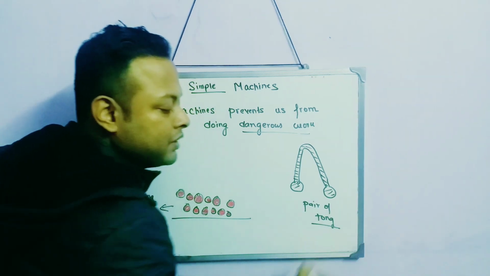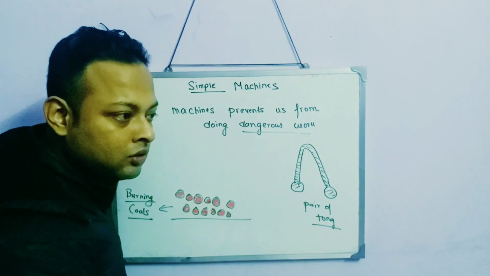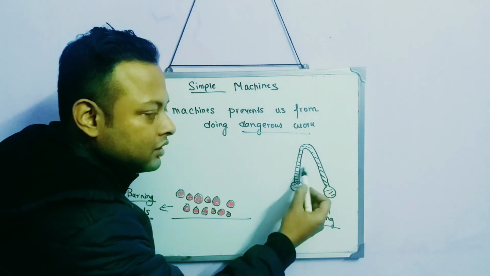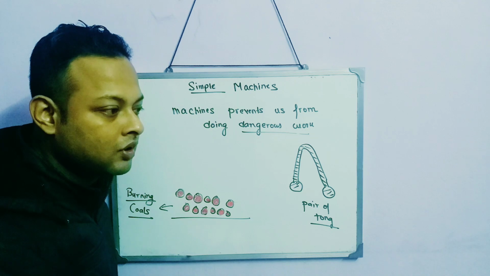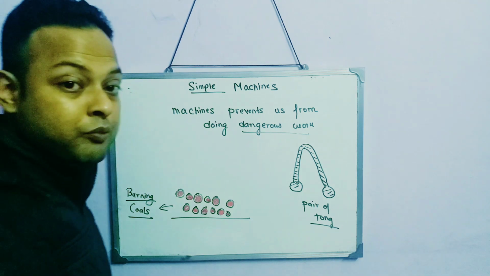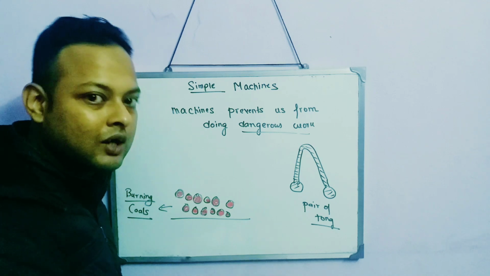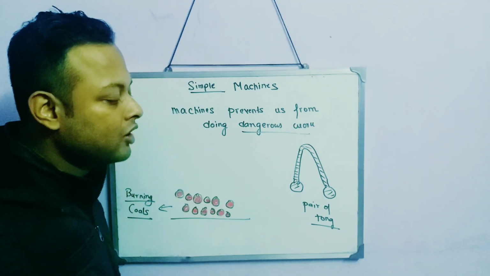Some of you might be thinking, if the word pair is written, there must be two tongs. No, it is not like that. Since there are two handles, that is why we say pair of tongs. Like we say pair of trousers. It does not mean two trousers. It means one trouser only. In a similar way, we say a pair of tongs.